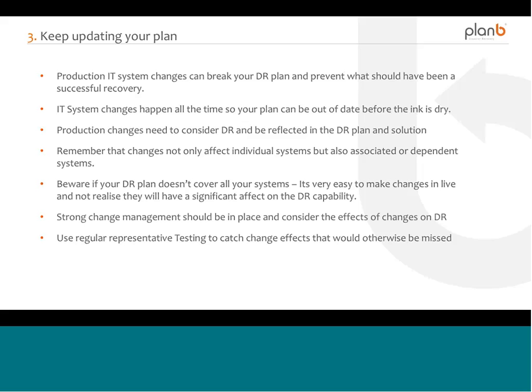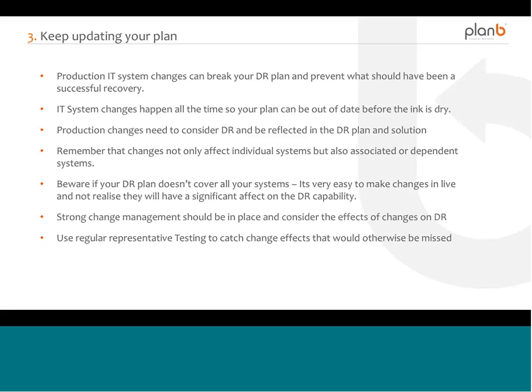So IT system changes happen all the time, so the plan can be out of date before the ink is dry. And so as production changes are made, you need to consider the DR implications of that and reflect that in the DR plan as you go. And remembering, coming back to our original points about keeping things simple, obviously if the plans are simple and the provisions are comprehensive and effective, it's much, much easier and more simple to keep that plan up to date and effective.